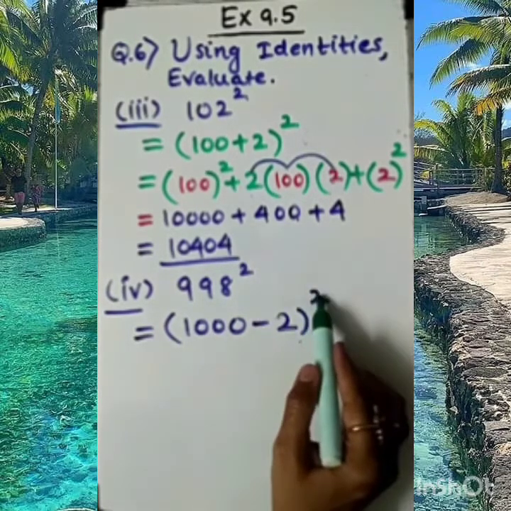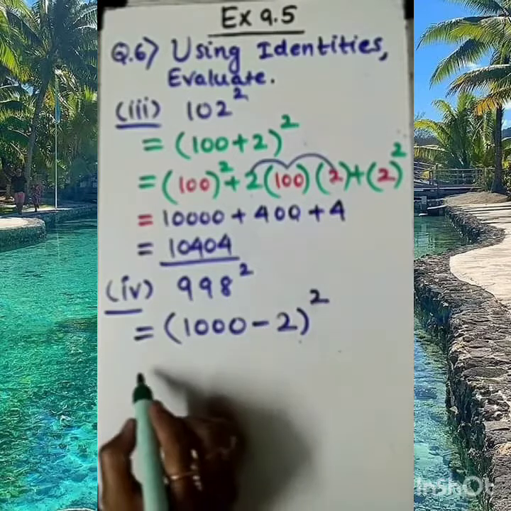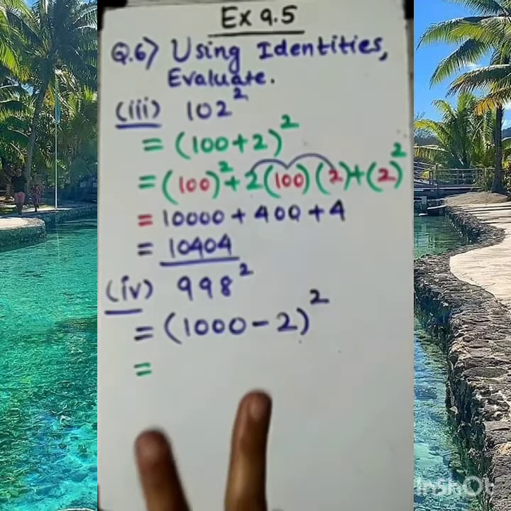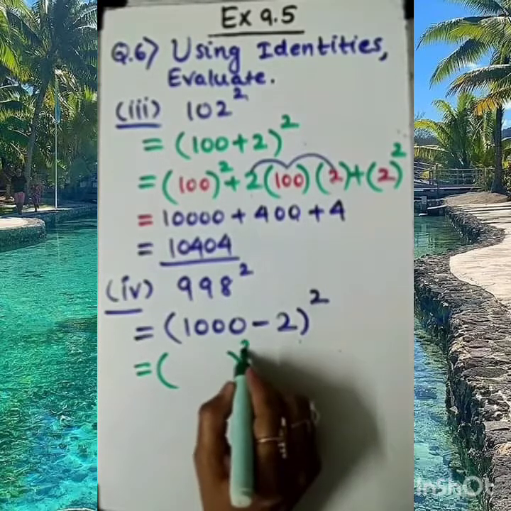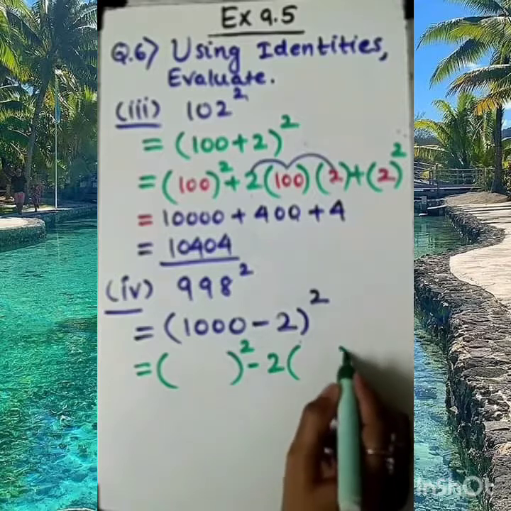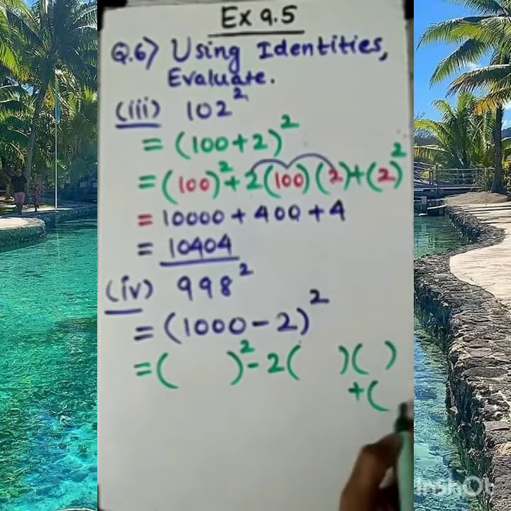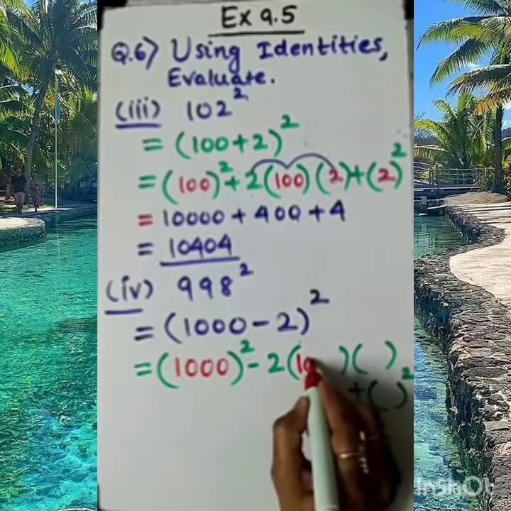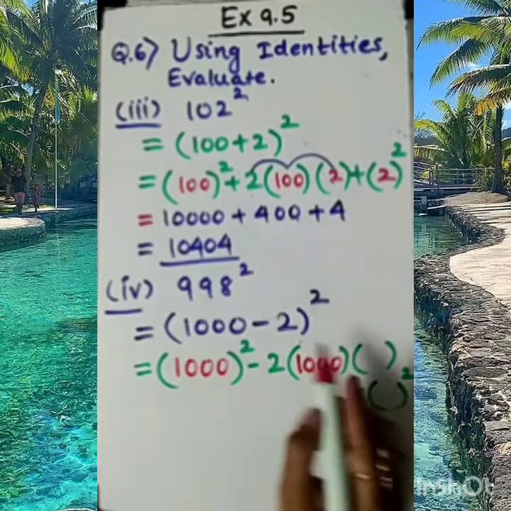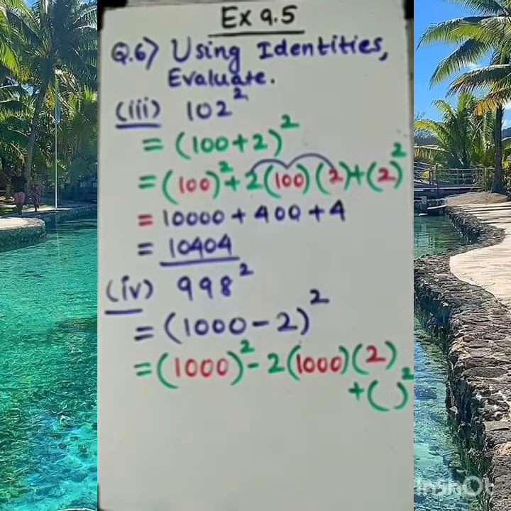Now as it is a square here and a minus sign, we need to apply the second identity. What is the second identity? We know a square minus 2ab plus b square. This is our second identity. In this identity, what is the first term here? 1000. And what is the second term? Again it is b. b means 2 here.